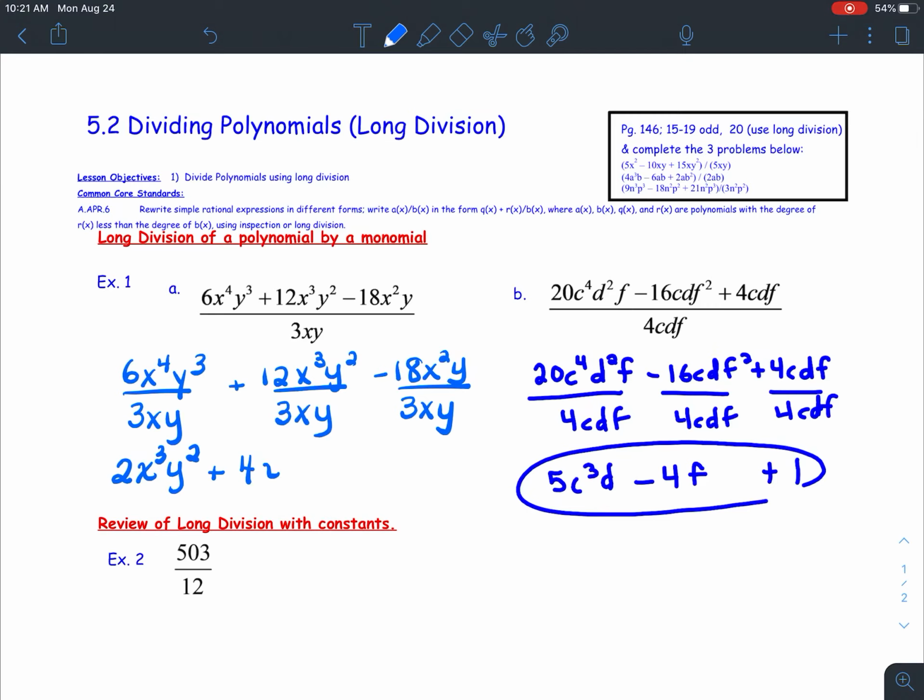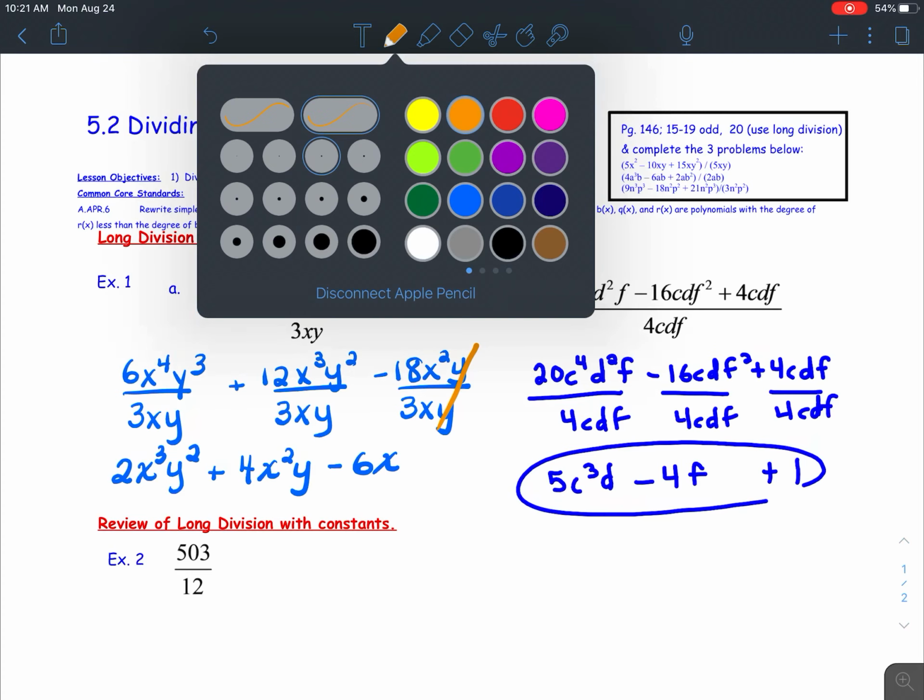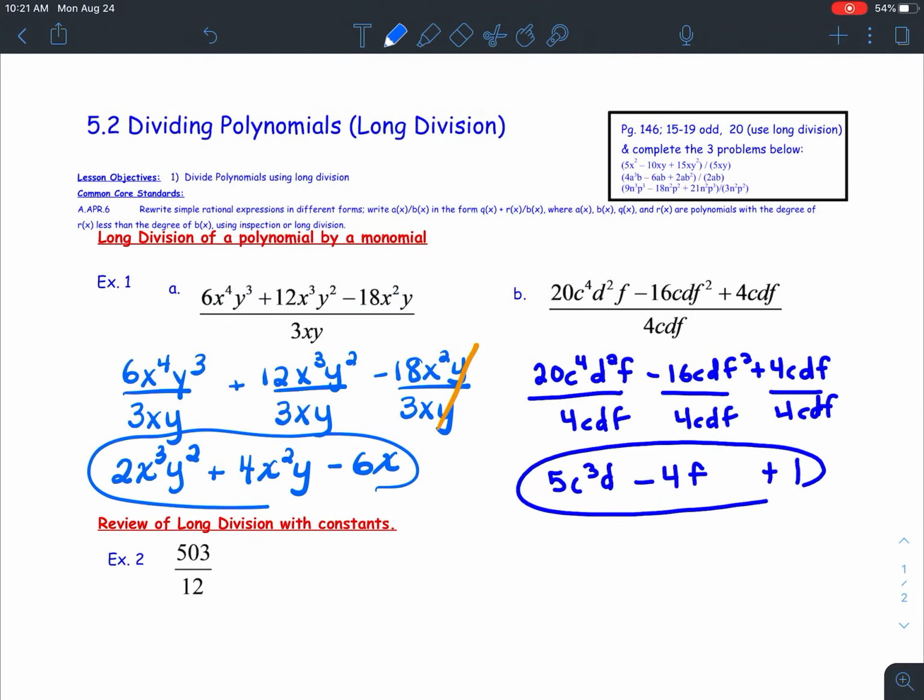Okay, if we do that same thing moving across here, 12 divided by 3 would be 4. We would be left with x squared y, and then the last fraction would be 6x, and you notice that these y's right here completely cancel each other out, and so there is no y here. Okay, and that is what we would then say would be the result of dividing this trinomial by this monomial.